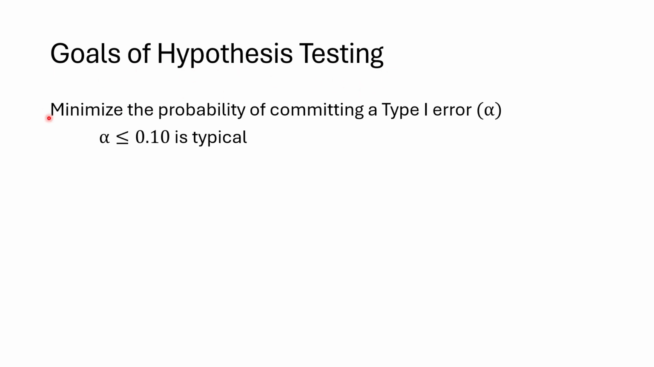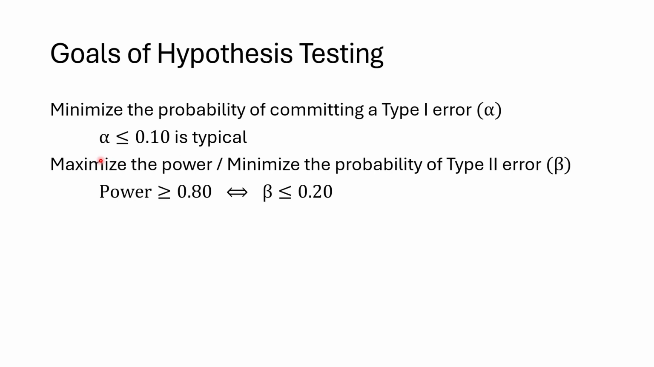Let's talk about the goals of hypothesis testing. The most important goal is to find the truth, so we'll try to minimize errors in the test as much as possible. So first, we want to minimize the probability of committing a type 1 error. That probability is exactly alpha, the significance level, and alphas of at most 0.1 are typical in studies nowadays. In some fields, it's even more strict. We also want to maximize the power, which means we want to minimize the probability of the type 2 error occurring, which happens with probability beta.